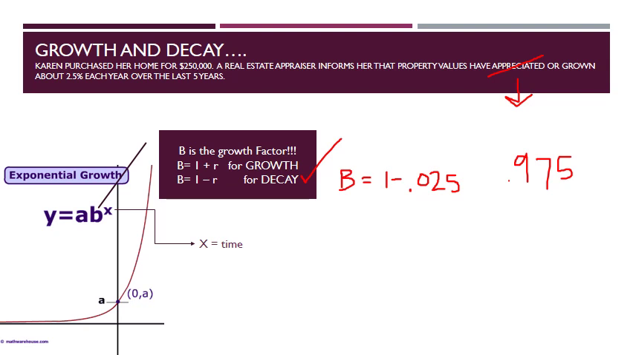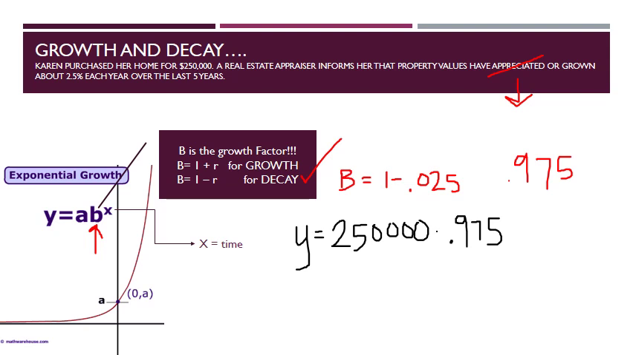So that's going to go right here in place of B. We're still using the same time, and we're still using the starting amount. Okay, so here we go. Y equals $250,000. This could be a house. Maybe this is our Ferrari. Let's pretend our Ferrari is declining in value. Our B we just calculated is 0.975. And again, our time, we're going to go ahead and use the same time. Our X, we're going to just go ahead and say is 5 years.